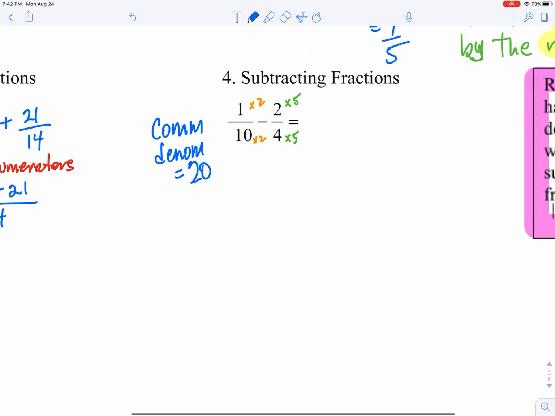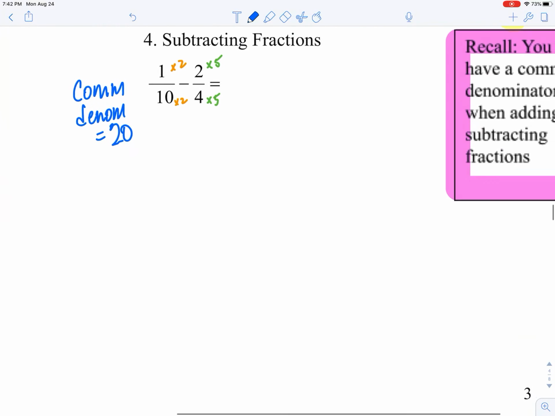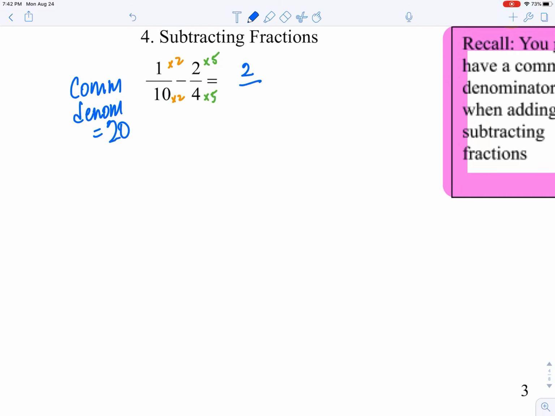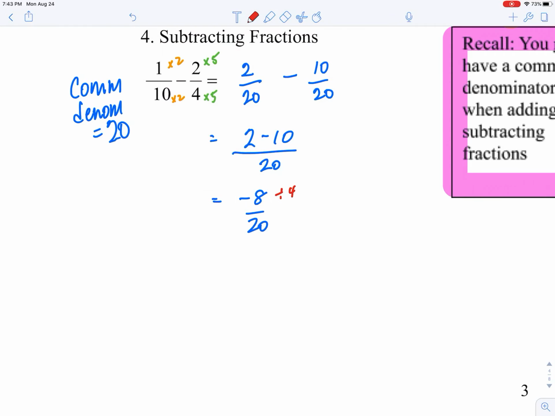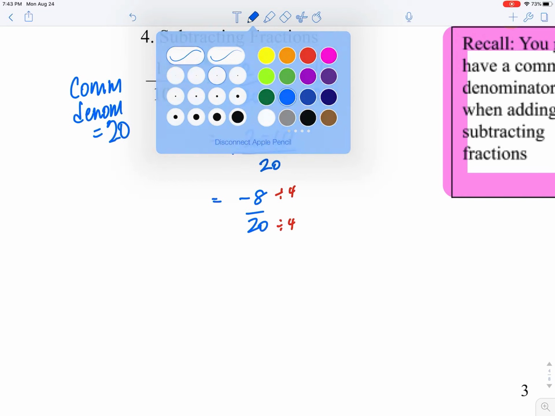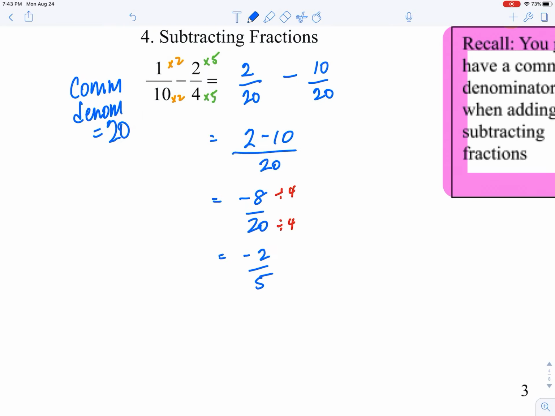And so for the first one, we get 1 times 2 is, sorry, the page is all moving around, 2. 10 times 2 is 20, minus 2 times 5 is 10. 4 times 5 is 20. Now that we have the common denominator, we can subtract the numerators. So we put them over our common denominator, and now we subtract. 2 minus 10 is minus 8 over 20, and this can be simplified. We can divide both the top and the bottom by 4, and when we're done that, we get minus 2 over 5.